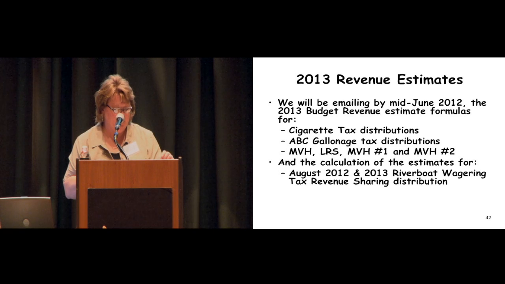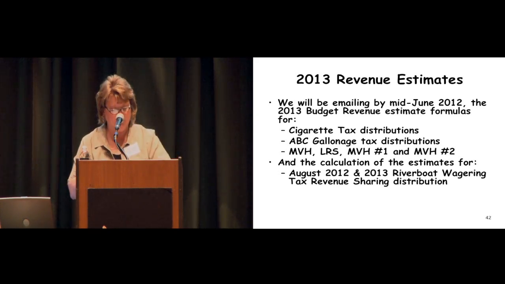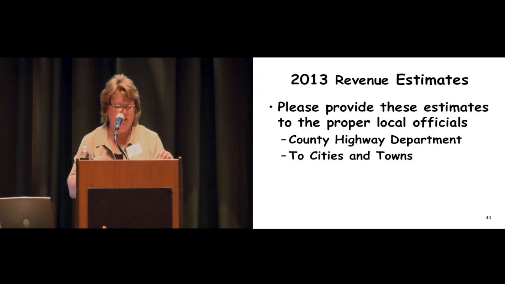Your 2013 revenue estimates will be emailed by June 2012 for your 2013 budget revenue estimate. The 2013 budget revenue estimate formulas for cigarette tax, ABC gallonage, MVH, LRS, MVH 1 and 2, and the calculation of the estimates for August 2012 and 2013 riverboat sharing distribution will be on there as well. You need to remember to supply your revenue estimates to your county highway and your cities and towns so they can get their budget work done too.